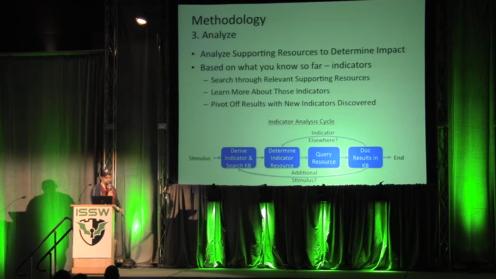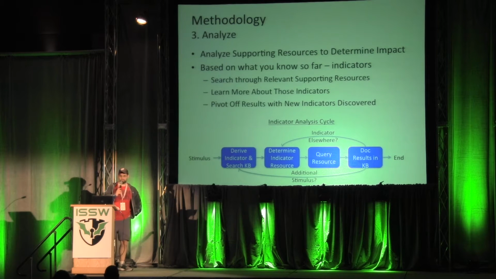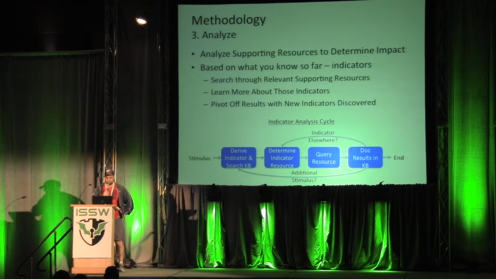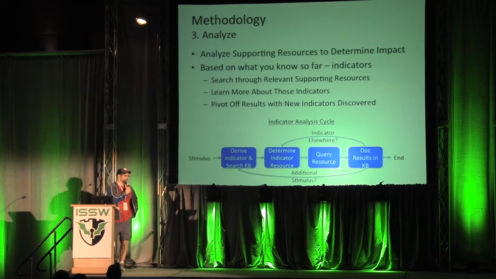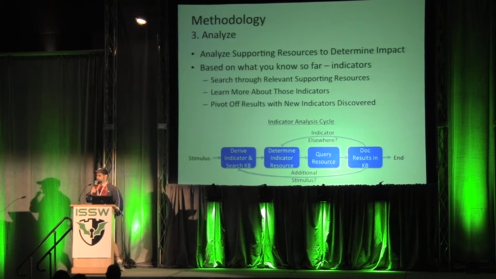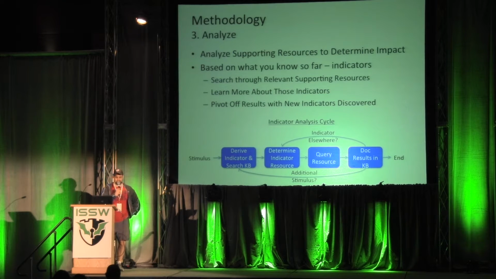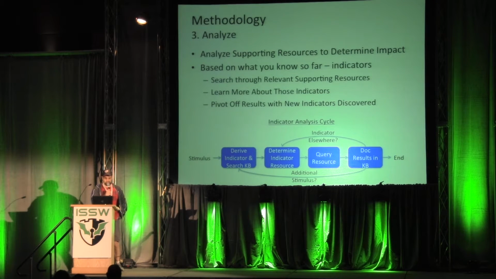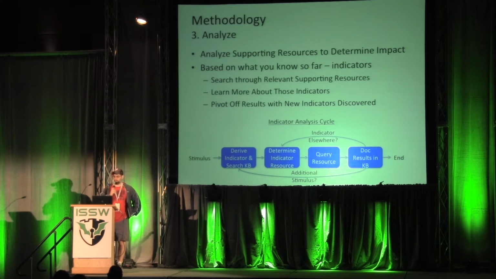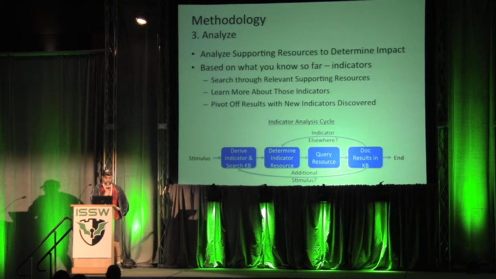So the last one is analyze. So this is where you're going to, like I said earlier, go through and look through all those supporting resources and determine the impact on your network. So usually this is based on what you know so far. Usually within the alert, there's indicators. Maybe in the triage stage, you've determined more indicators that are relevant to this attack as well. And so you search through all your different supporting resources to learn as much as you can about those indicators and the attack as a whole.